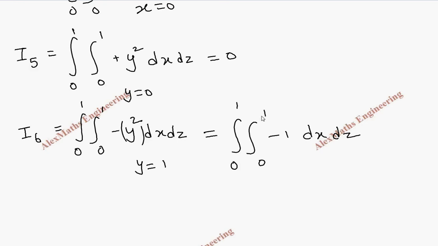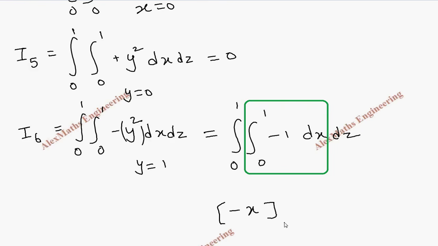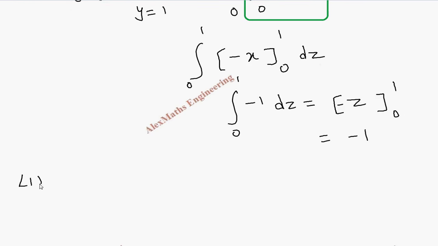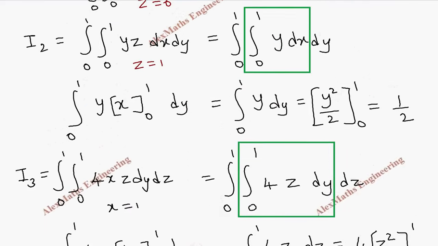First integration is with respect to x, so it will become minus x, and we have to substitute the limit 0 to 1. We are left with dz integral 0 to 1. So after substituting the limit, we get minus 1 minus 0, which is minus 1, integral 0 to 1 dz, and after integration we get minus z. Limit is from 0 to 1. This becomes minus 1.